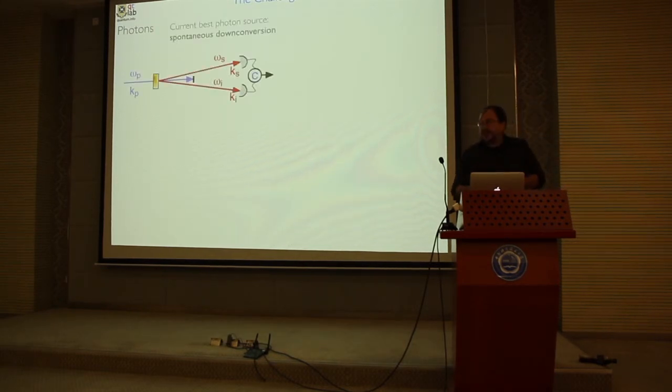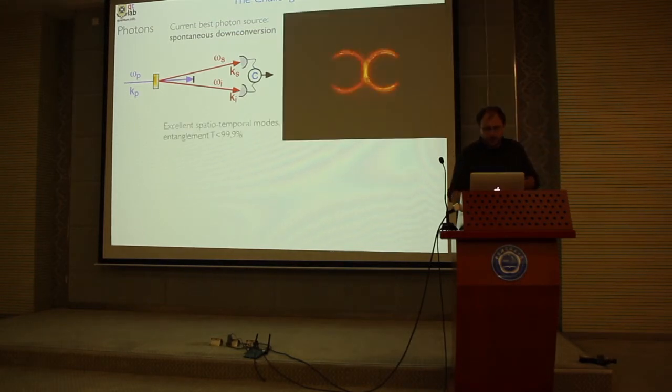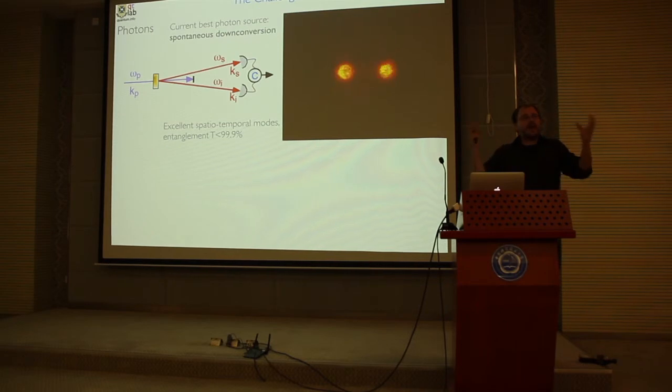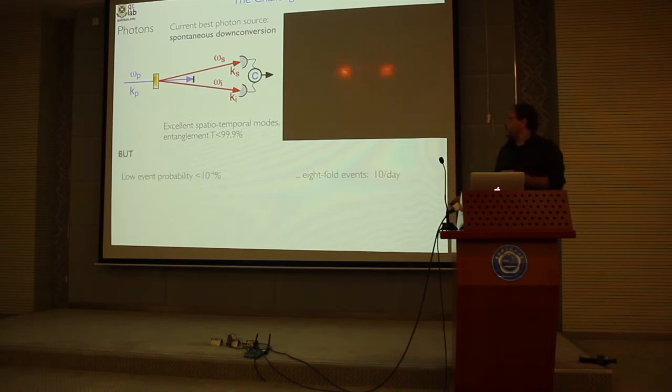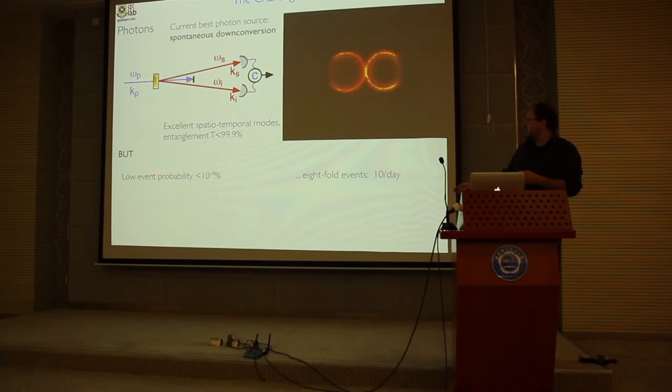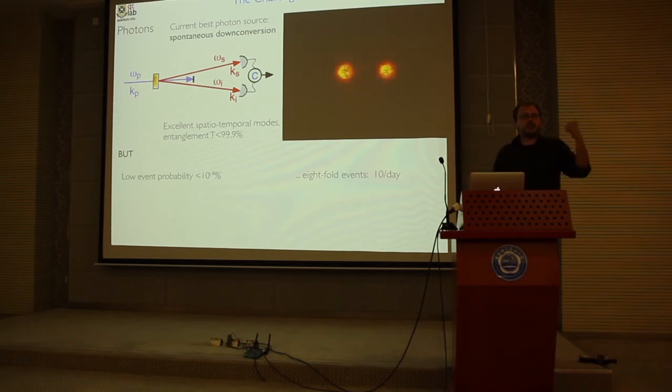What about photons? The current best photon source is down conversion. We know a lot about it. We know how the light comes out, what it looks like in spatial terms, temporal terms, frequency, polarization. The problem with it is because it's spontaneous, it has a low event probability. So you might have 10 to the minus 4% chance of seeing a pair of photons with a given pump pulse. This is a bit obsolete now.